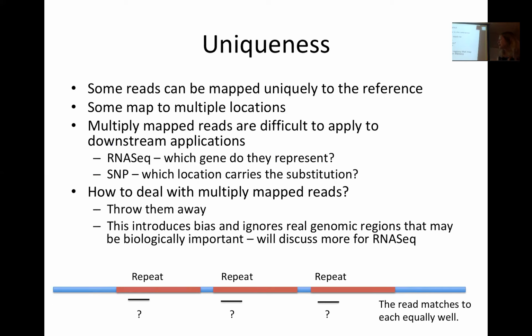However, this does introduce bias, depending on the type of question that you're trying to answer, and it's ignoring real genomic regions that may be biologically important. We're not going to discuss that much for DNA-seq or for variant calling, but for RNA-seq, we'll discuss that a good bit more, because there are strategies for trying to use that data in RNA-seq.